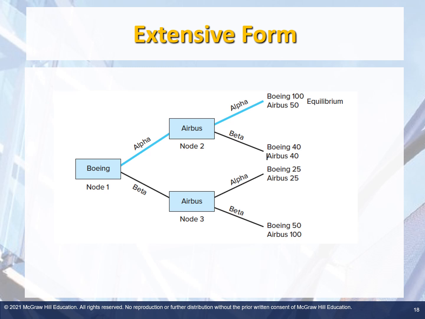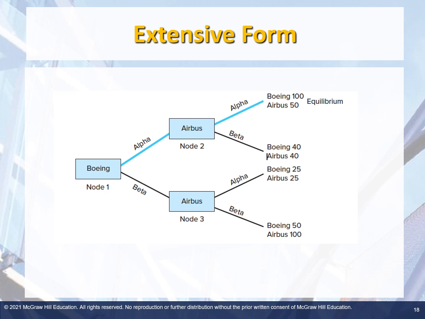Let's use backward induction. Start at the end and work backward. If Boeing chooses Alpha, what will Airbus do? Looking at the payoffs, Airbus gets 50 from choosing Alpha and 40 from choosing Beta, so they're going to choose Alpha. If Boeing chooses Beta, Airbus gets 25 from Alpha and 100 from Beta, so they're going to choose Beta. Now, Boeing can anticipate these responses.